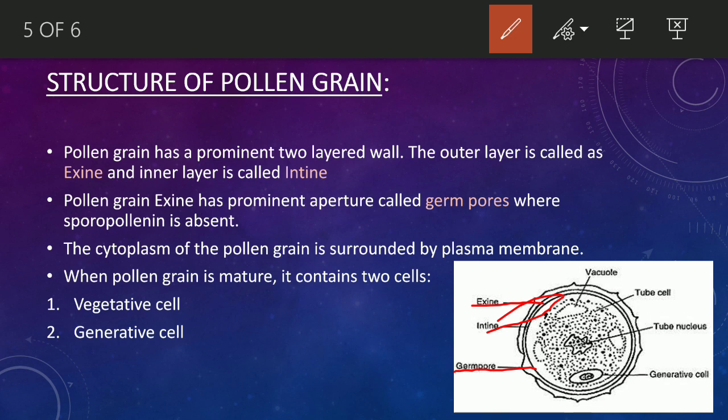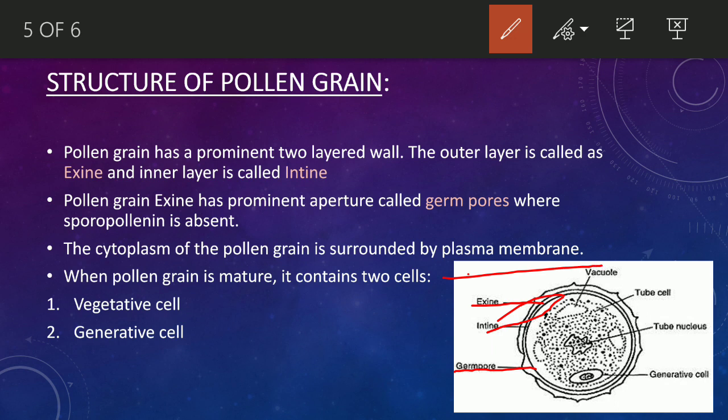The inner wall of the pollen grain is called intine. It is a thin and continuous layer made up of cellulose and pectin. The cytoplasm of the pollen grain is surrounded by the plasma membrane.